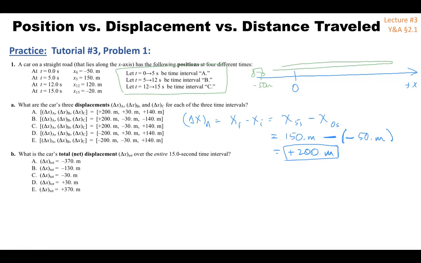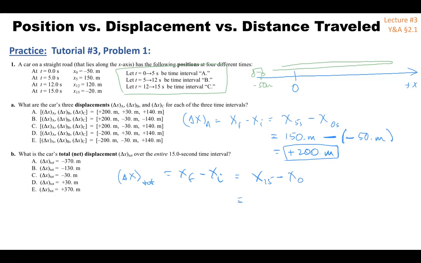How about over the entire 15-second time interval? If I want to know what the car's displacement is over the entire 15-second time interval, I'll just call that delta x total, which is A, B, and C all together. And again, that's going to be its position at the end of the whole time interval minus the position at the start. So that's x at 15 seconds minus x at 0 seconds.